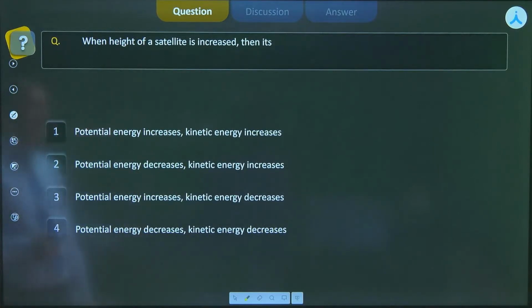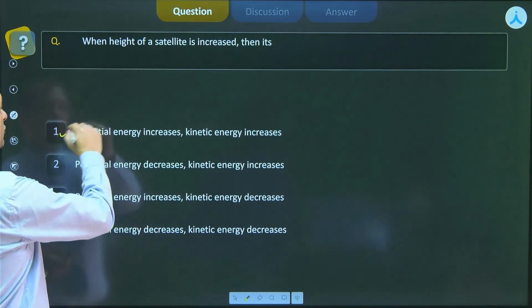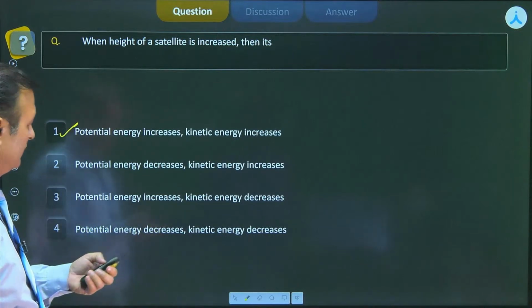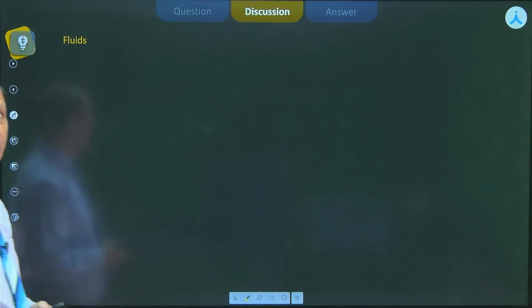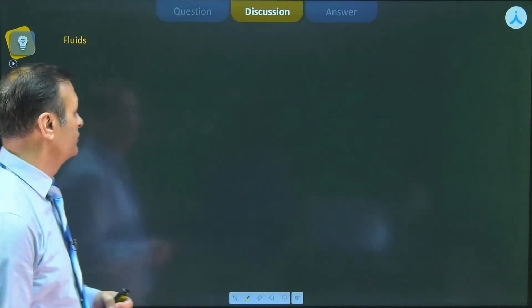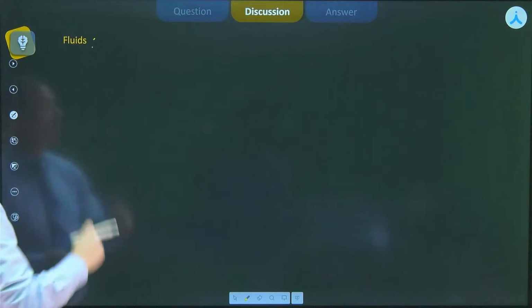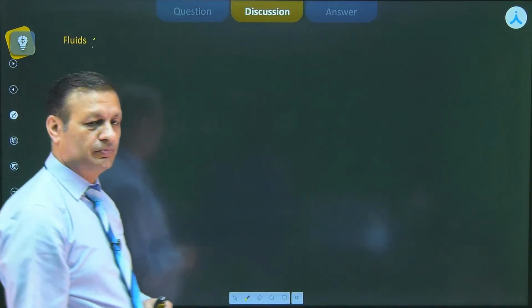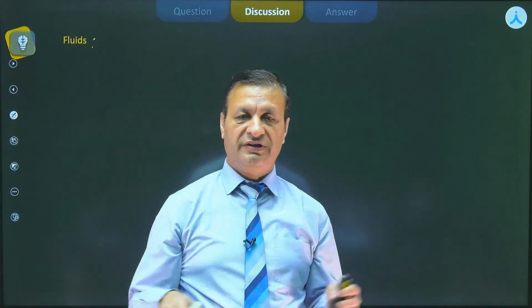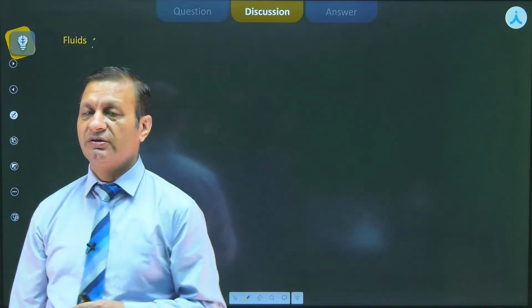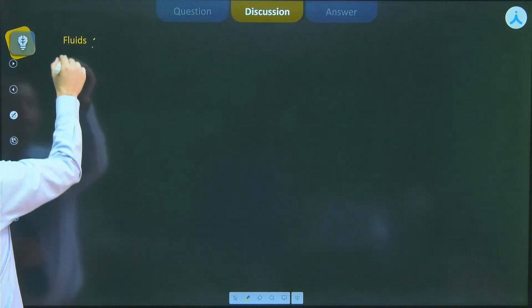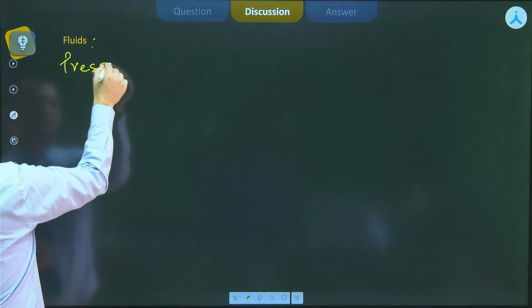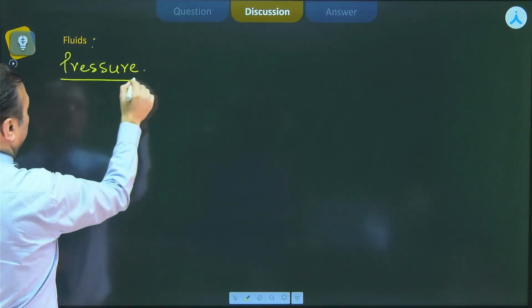When height of a satellite is increased, definitely its potential energy increases, kinetic energy decreases. Now we are coming to the next part, that is fluids. Anything that can flow, that is called fluids. So primarily this chapter is involving your liquid part, and the very first concept we have is pressure.